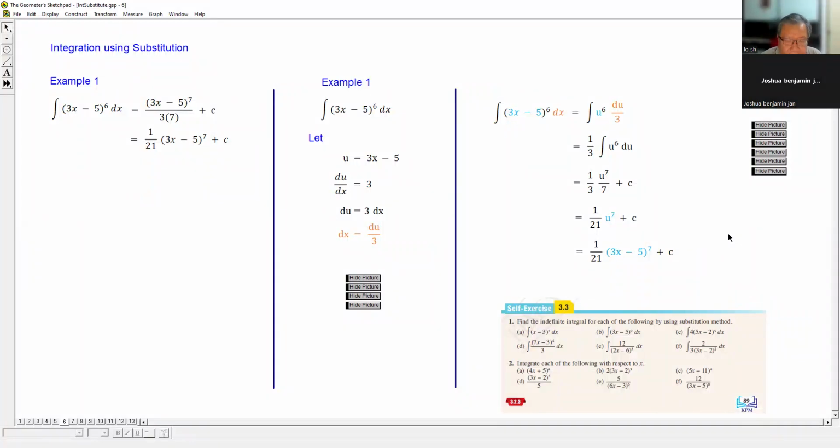The bracket thing inside I change to u, and then the dx, left hand side or right hand side? Left. Right hand side. Okay. Which step? One. U to the power of 6 du over 3.